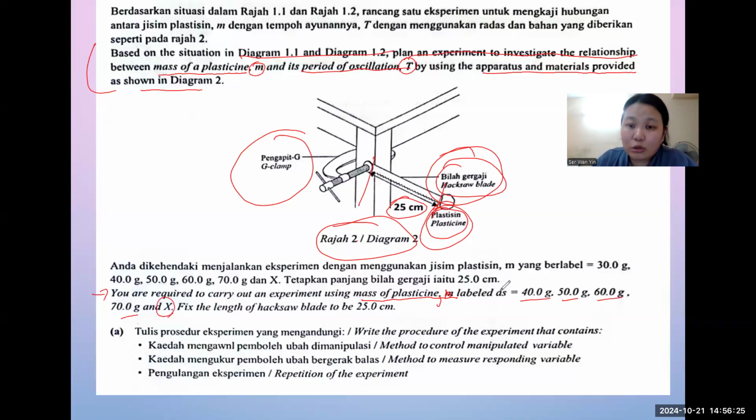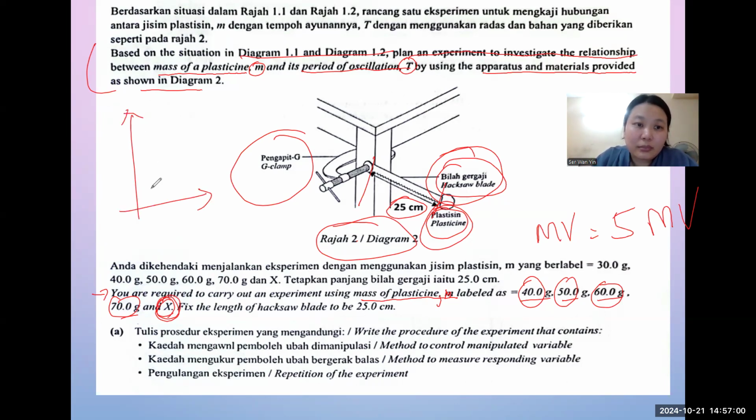Can you count how many MV here? 1, 2, 3, 4, and 5. 5 manipulated variables. Thank you, Manka. And X they don't know. Maybe you get a plasticine without weighing it, they won't give you a digital scale. So from the experiment you find out what is X, after you plot the graph.